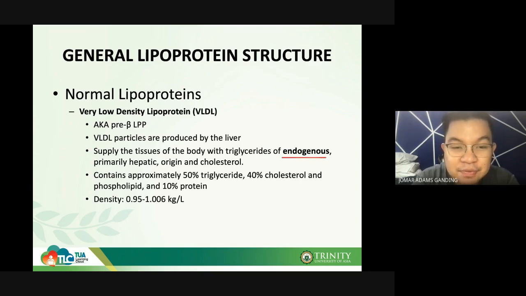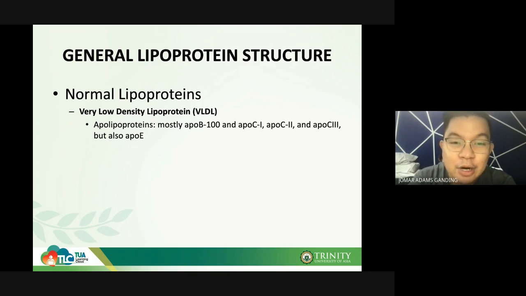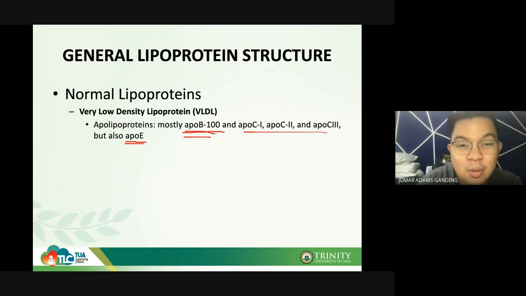So your VLDL contains 50% triglyceride, 40% cholesterol, 10% protein, and a density of 0.95 to 1.005 kilogram per liter. To wrap it up, your VLDL is also known as your pre-beta lipoprotein. It is produced by the liver. It carries mainly your endogenous triglyceride, although a little bit of cholesterol and also protein. The major apolipoprotein for your VLDL is your ApoB100, but you can also see your ApoE. Kung makikita ninyo, there is some overlap, but I want only to highlight what is unique to them. In your chylomicron, it is your ApoB48. In your VLDL, it is your ApoB100.